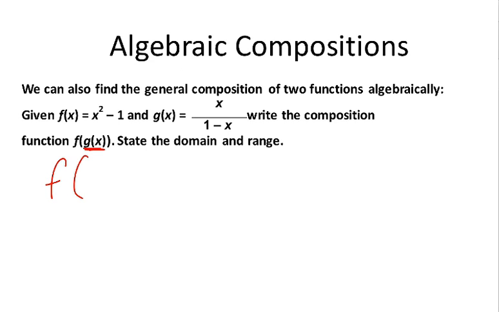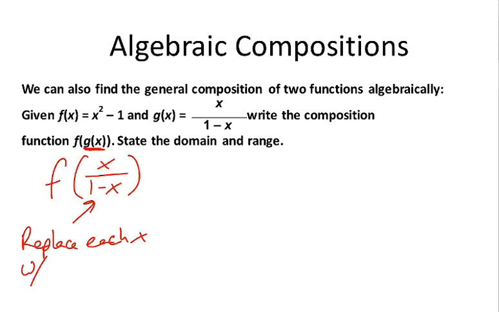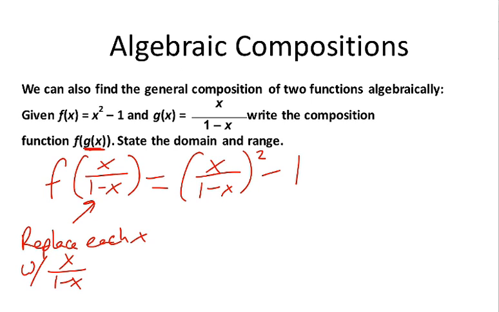So instead of x, we're going to replace it with x over 1 minus x. What this really means, as I said, is we're going to replace each x with x over 1 minus x. So that means instead of x squared, we're now going to take x over 1 minus x and square that whole thing, minus 1. Now we're also asked to find the domain and range.